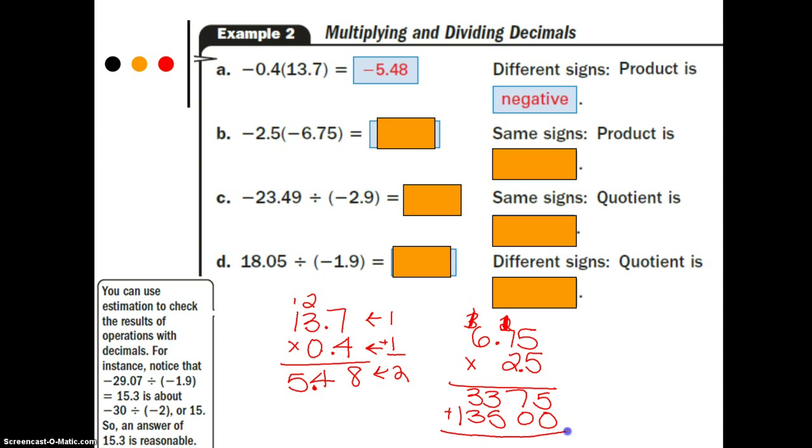And now we add them together. Count the decimal places, 2, 1. So the answer is going to have 2 plus 1 is 3. 1, 2, 3 from the end. And it's positive because of the same sign. 16 and 875 thousandths is your answer.